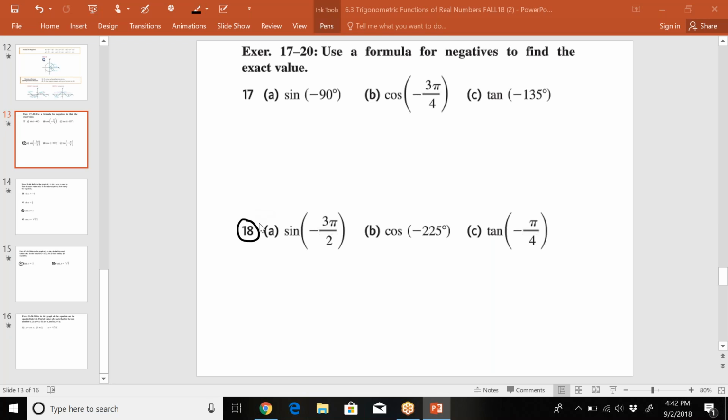All right, this is a continuation of the 6.3 notes that we were going over in class. I have a couple examples we skipped because they were similar, and I'm going to go through those for you right now. This one says use a formula for negatives to find the exact value.